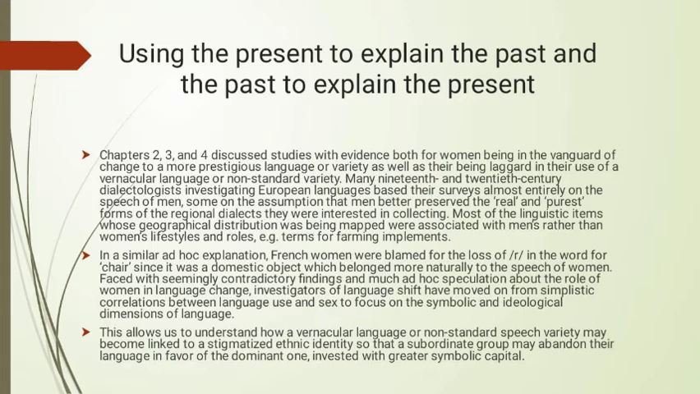Most of the linguistic items whose geographical distribution was being mapped were associated with men's rather than women's lifestyles and roles, for example, terms for farming implements. In a similar ad hoc explanation, French women were blamed for the loss of R in the word for chair, since it was a domestic object which belonged more naturally to the speech of women.